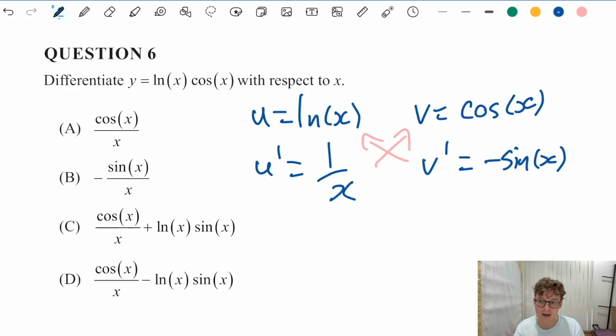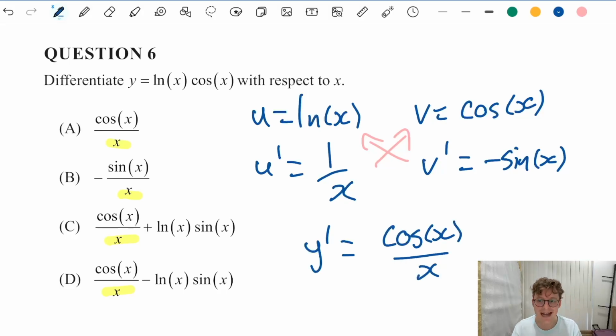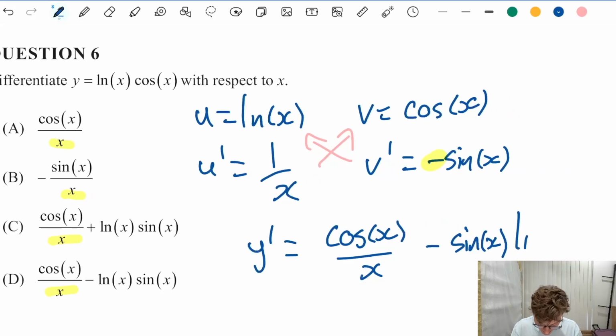I'm going to multiply these two parts together, and I can write it 2 ways. I can write 1 on x outside of cosine x, but if you look at my options in the multiple choice, notice all of my options have put it over x. We're going to copy that to make it a little bit easier to see our answer, and I get y dash is equal to cosine x all over x. And now normally we add, but because I have this negative in front of my sine, I'm going to subtract sine x multiplied by the natural log of x.